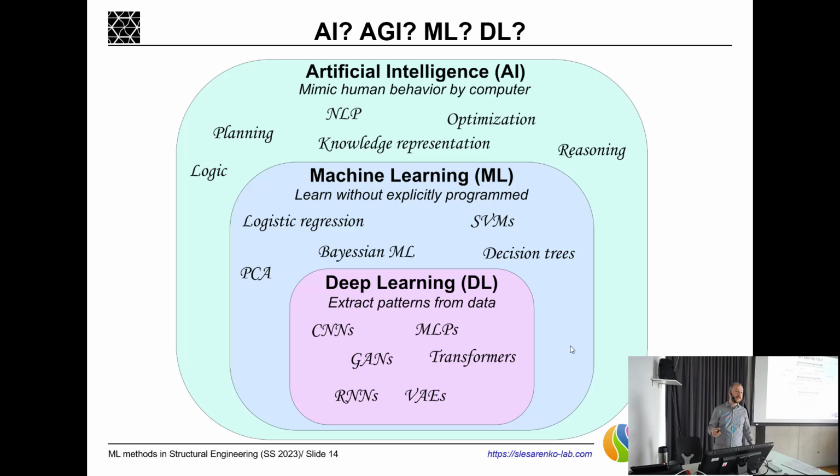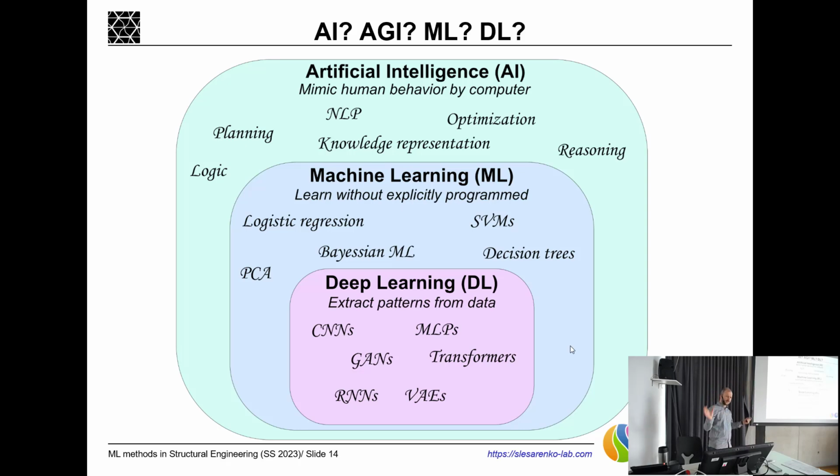Here we have Bayesian machine learning, decision trees, logistic regression. So it's more or less mathematical methods. And finally, we have another subset, deep learning. It's when a machine can extract patterns from the data. And here we have our classical convolutional neural networks, perceptrons, GANs, transformers, basically ChatGPT, because ChatGPT actually extracts patterns from the text corpus. We have what are called recurrent neural networks, sorry, and variational autoencoders.